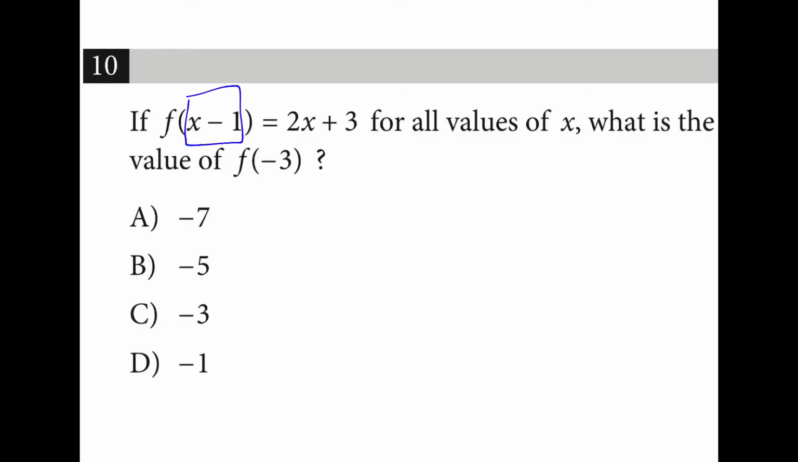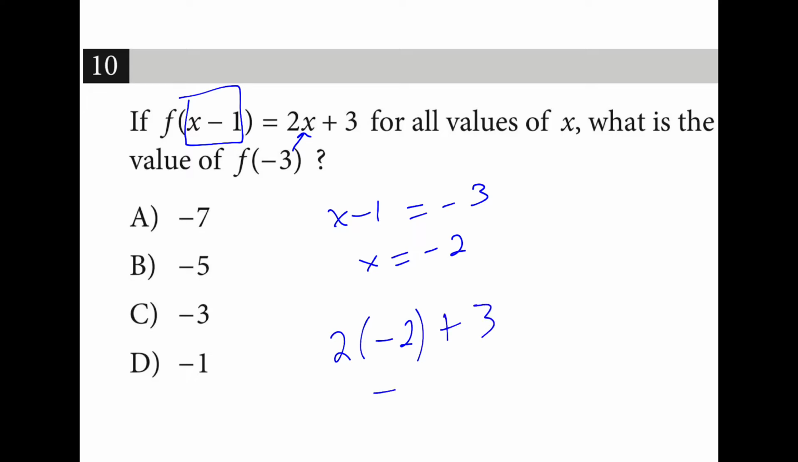So this part is different. This is f of x minus 1, which means we're going to plug in a different number than negative 3, because x minus 1 is equal to negative 3, which really means that x is equal to negative 2, and that's what we plug in. So negative 4 plus 3 is negative 1.